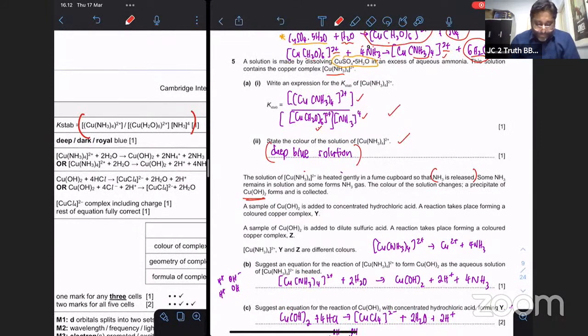They say a sample of this is added to concentrated hydrochloric acid, and then you have a reaction forming a copper complex Y.